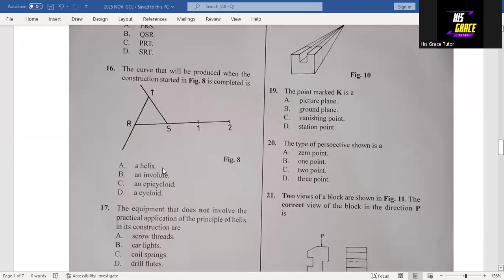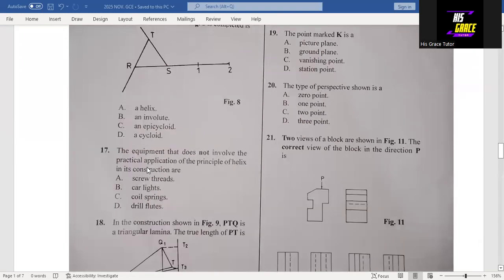All right, so let's move to question 16. The curve that will be produced when the construction started in figure 8 is completed is an involute. That is option B, the answer to question 16. It will produce an involute. Then question 17. The equipment that does not involve the practical application of the principle of helix in its construction is a carlite. Screw threads, coil springs, drill flutes are all making use of the application of the construction of helix, except carlite.